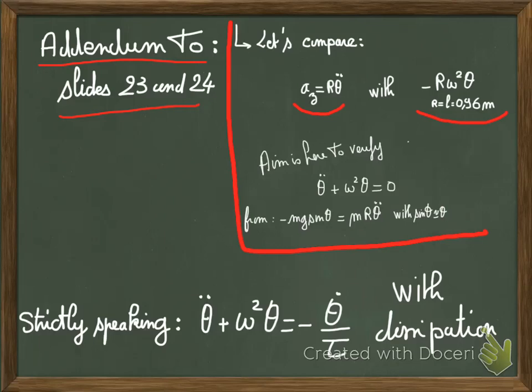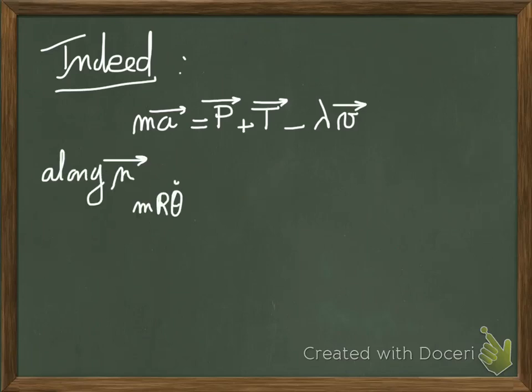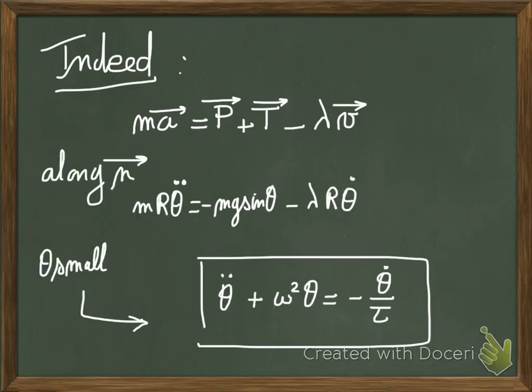In this system, this is not strictly speaking correct, as we should have taken into account minus theta dot over tau, which takes into account the fact that we have dissipation in this system. Indeed, if we start from the Newton law, then we come immediately, if we take into account dissipation with lambda V, where lambda is the dissipation coefficient of viscous flow, which is obvious here because it's probably the wire that's doing the job and not at all the ambient air.